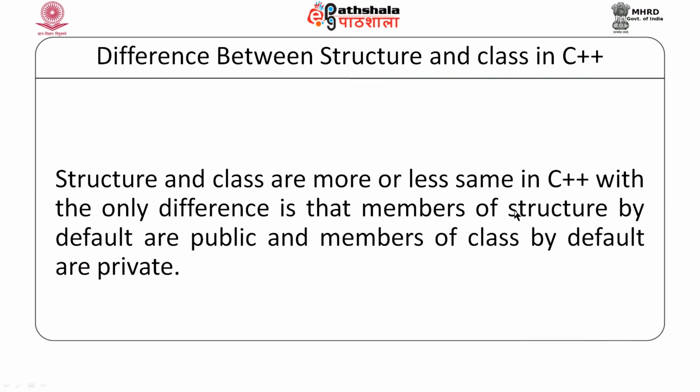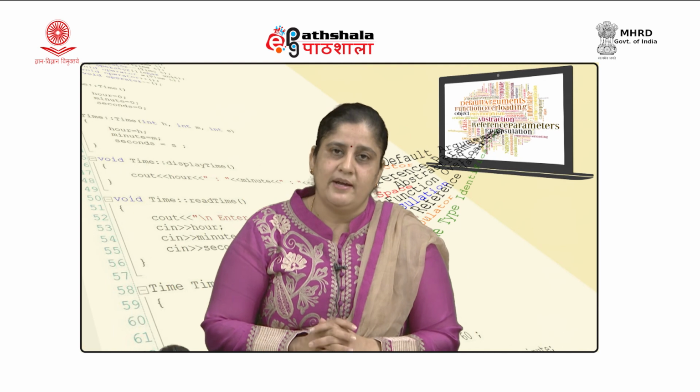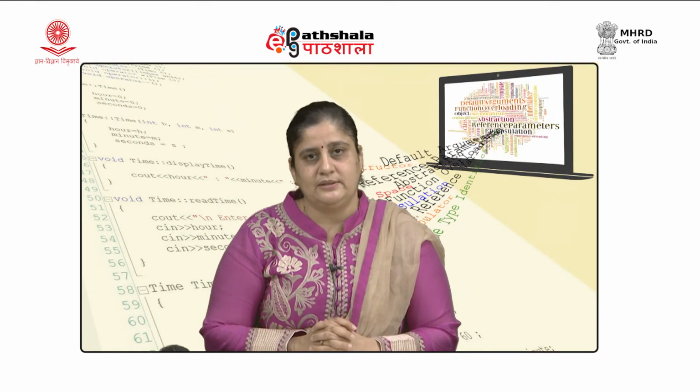Now, structure and class are more or less the same in C++. The only difference that we see is that the default specification of members in case of structure is public, and the default access specification in case of class is private. Now, onwards, for defining the data type, we would be using class.